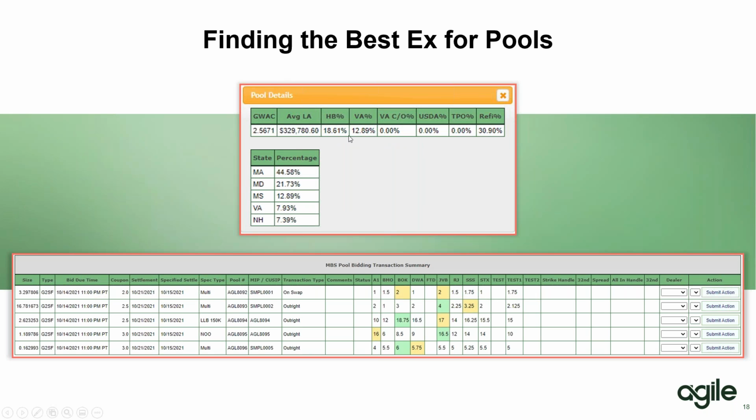So just to touch on this pool details, this is the high level info that we'd be requiring in the bid list outside of the state percentages. A lot of dealers like to know the GWAC, the average loan amount, and then just any other high level characteristics. And this is feedback that we've been getting, like I said, from lenders and dealers. And this is a growing list.